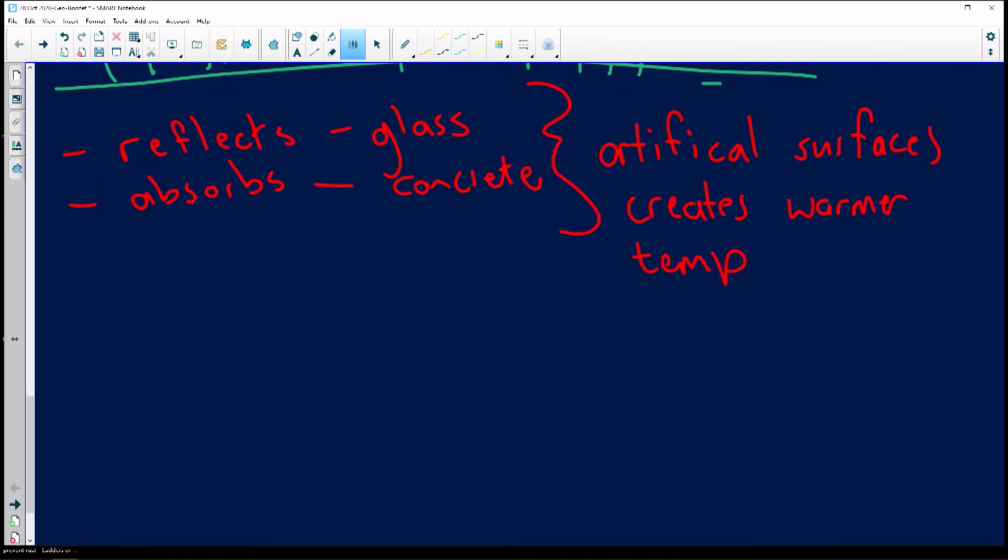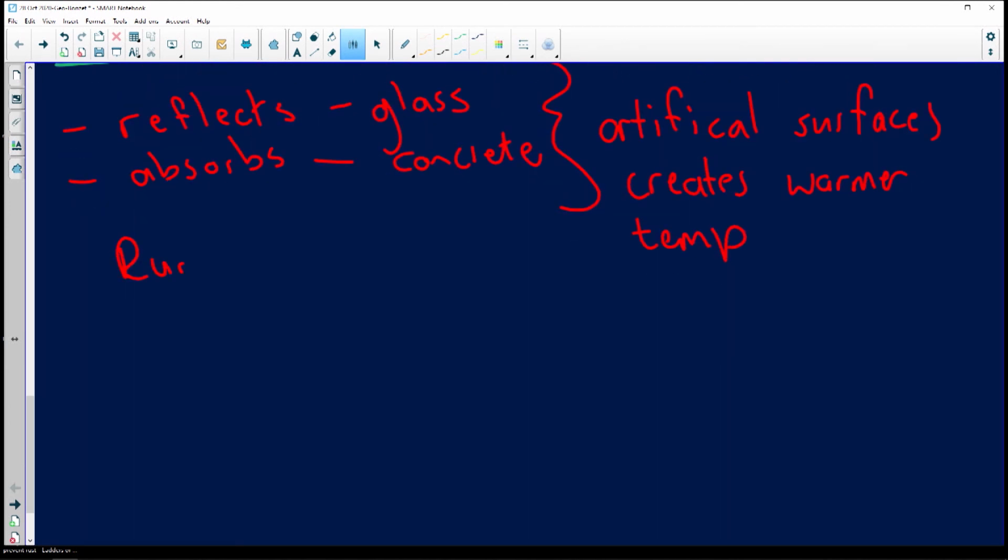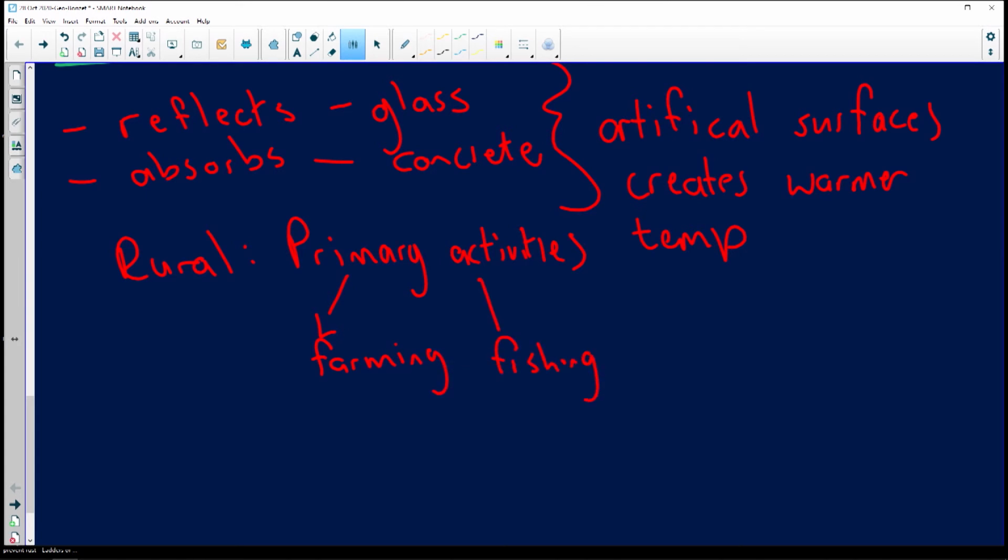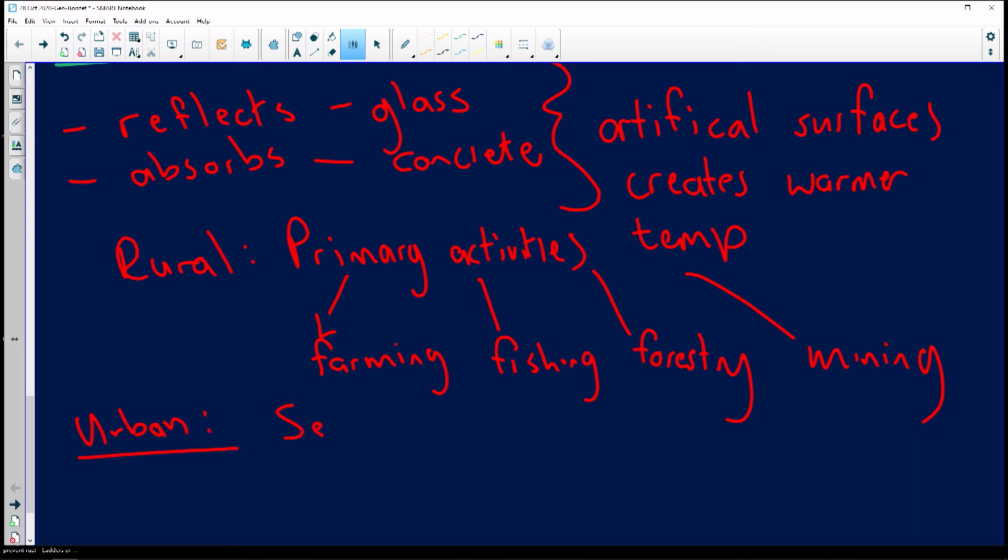You know, in our rural areas, we mainly focus on primary activities. And if you look at primary activities, it's farming, fishing, forestry, and mining. And if you look at our urban areas, that's correct, we focus on secondary and tertiary.